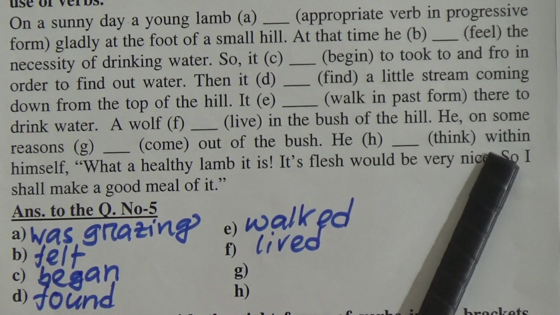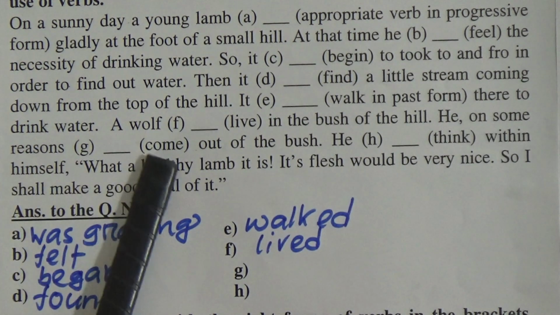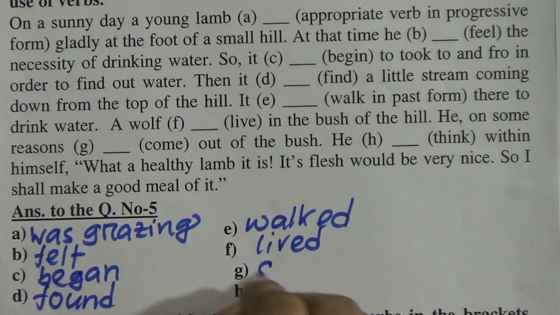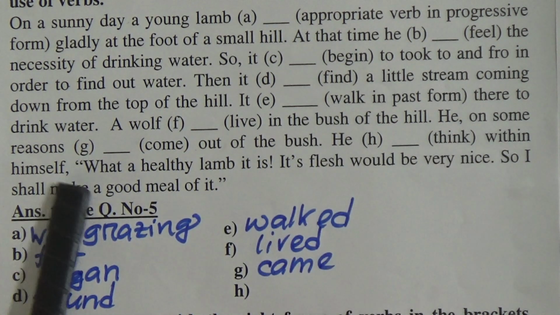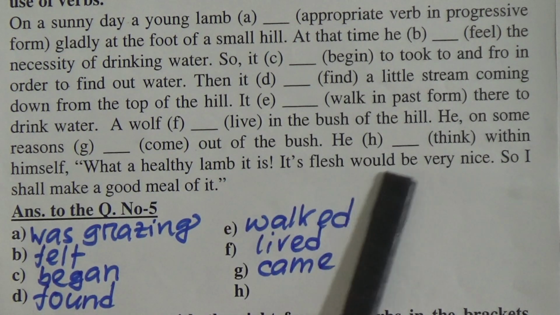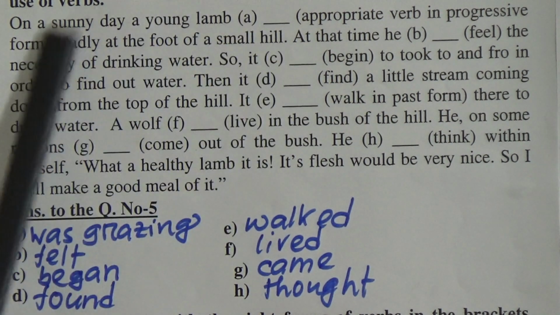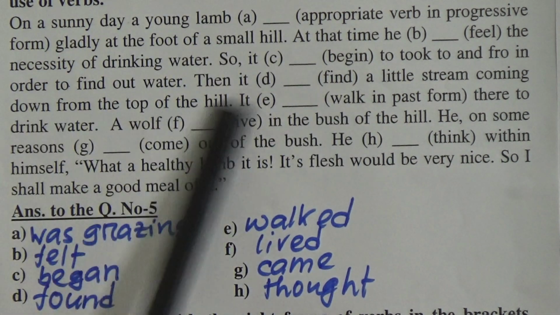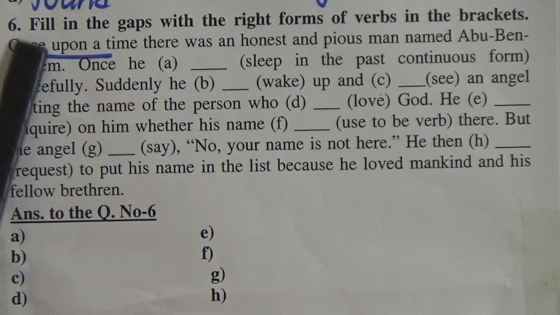He, for some reason, came out of the bush. So the past tense of come is came. He thought within himself, what a healthy lamb it is, its flesh would be very nice, so I shall make a good meal of it. So the past form of think is thought. Okay, so as this passage is past indefinite tense, all the verbs will be past tense.